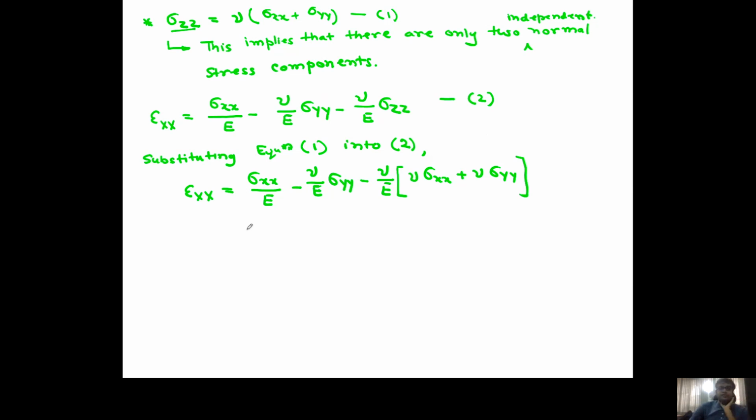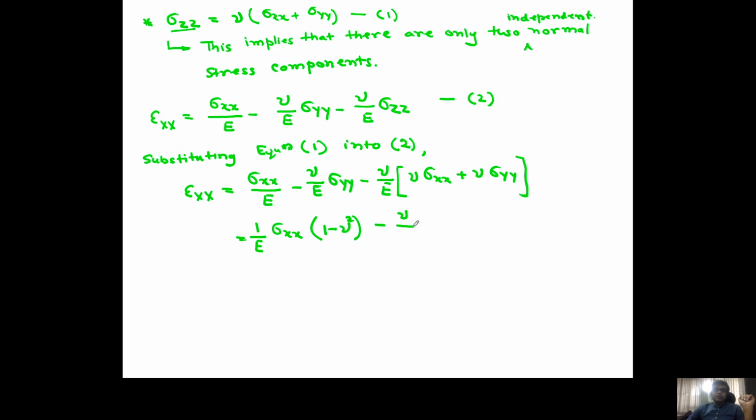So let us see what we get here. If you see sigma xx by E, all the terms are having E, so I can take 1 by E outside. And then if I take sigma xx as common, I get 1 minus nu square actually, right? And then let us come to the second term.